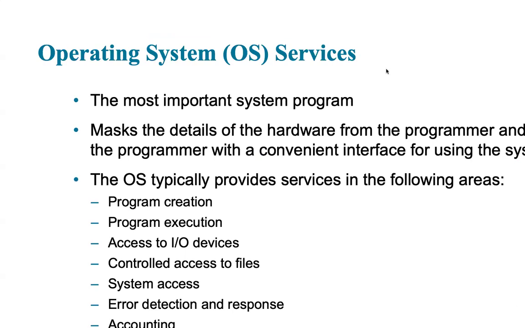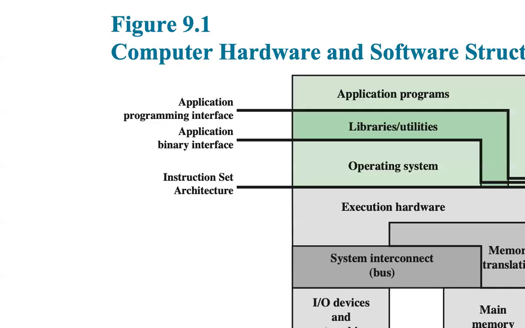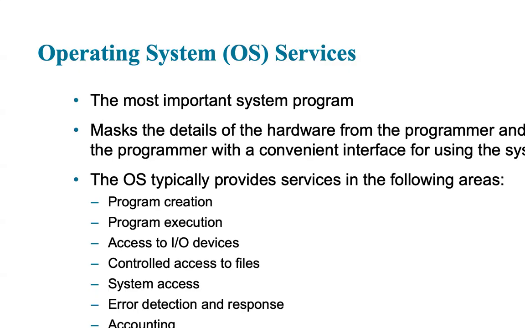The operating system services: it's the most important system program. A personal computer, a tablet, a cell phone, they all have operating systems. That's the way we have our modern devices. They need to have some kind of base operating system. It masks the details of the hardware from the programmer and provides the programmer with a convenient interface for using the system. A programmer doesn't need to know all of these details, as long as they have the right APIs to plug into. That's it.